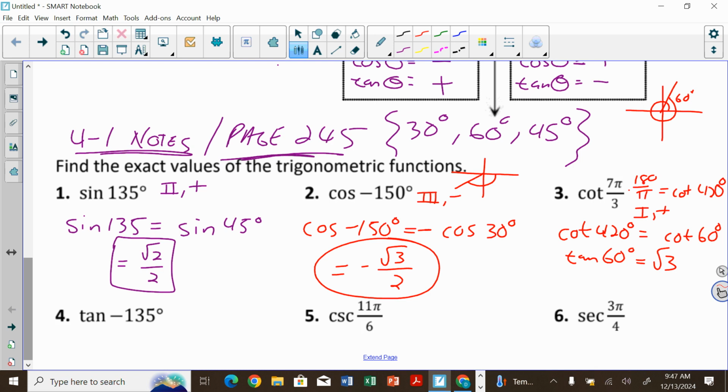Okay, so that's tangent though. Now I need the reciprocal of that. So cotangent of 60 would be 1 over the square root of 3, which would equal the square root of 3 over 3. Okay. All right, let's keep rolling on here now.